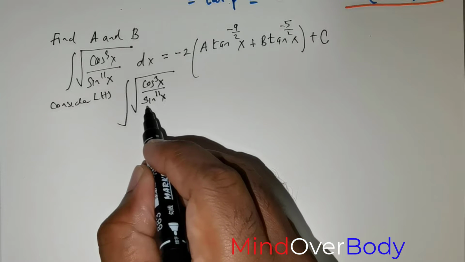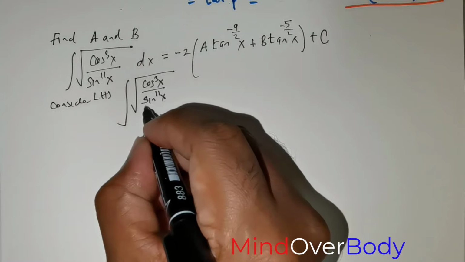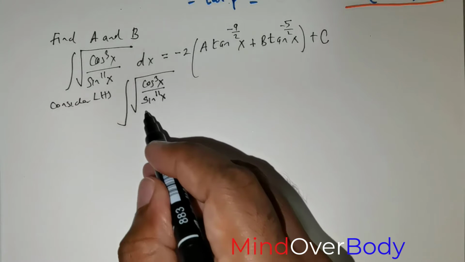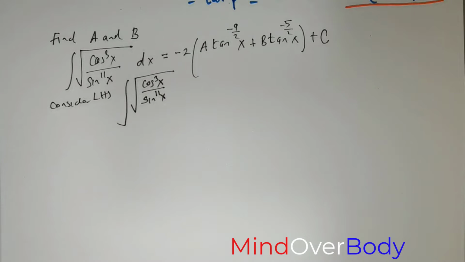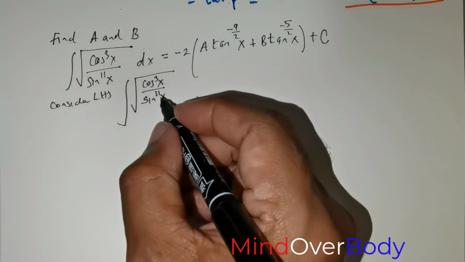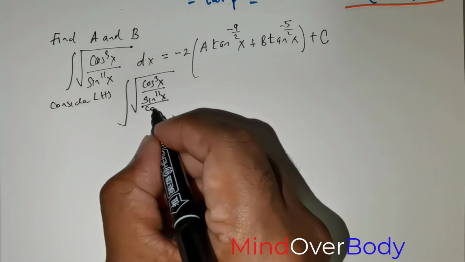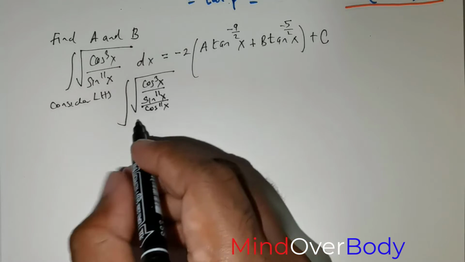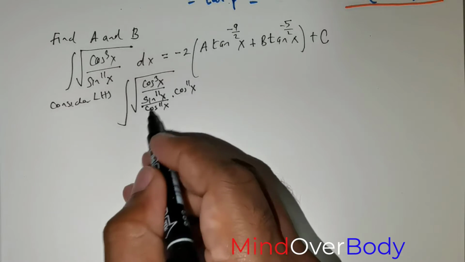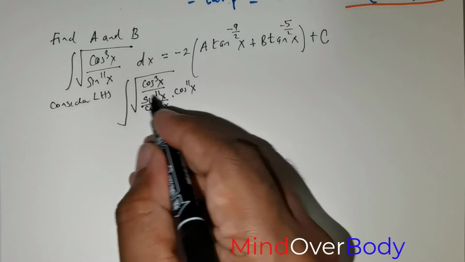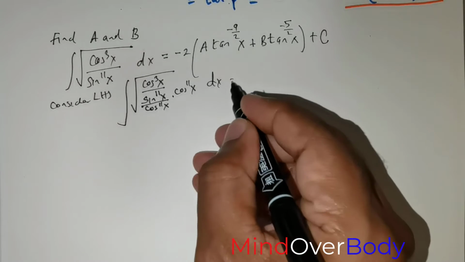As I mentioned to you earlier, if you have questions involving sine and cos, you will have to bring in tan, do some manipulation so that you have a tan there, and that is the easiest thing to achieve towards the solution. So I'm going to divide this by cos raised to the power of 11x, and multiply it by cos raised to the power of 11x. So it's all inside the square root.